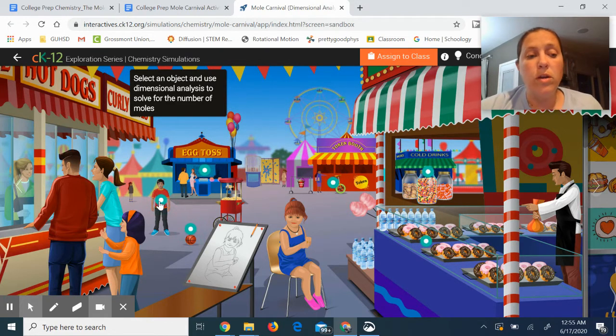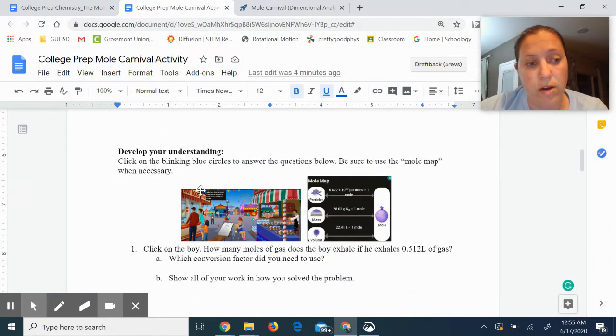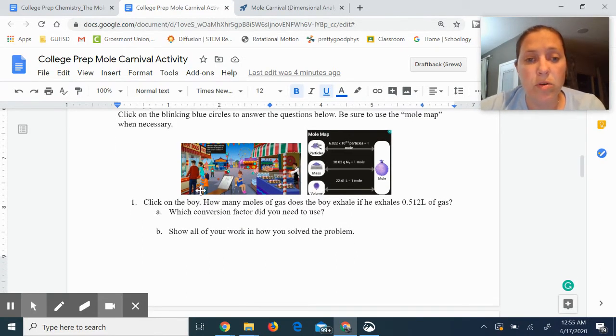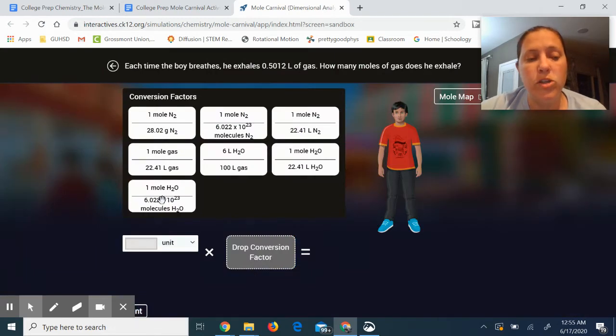So what you're going to be doing is clicking on these blue dots, and that's what it says in the instructions right here. If you scroll down, it says click on the blinking blue circles to answer the questions below. Be sure to use the mole map when necessary. So let me show you what that is. When I click on the boy, that's going to be my first one.